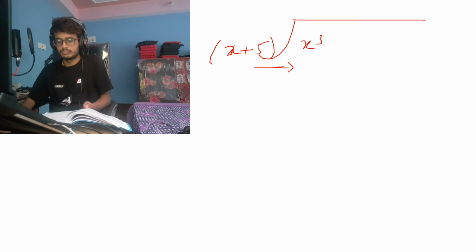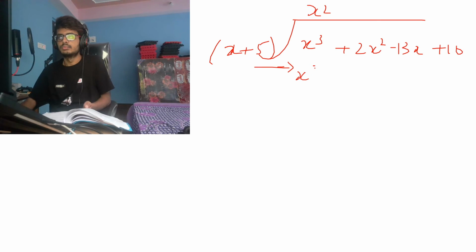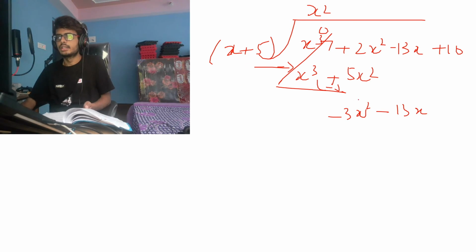So x cube plus 2x square minus 13x plus 10. So x multiplied by x square is x cube plus 5x square. So this will cancel off to 0. This will be negative, so this will be minus 3x square minus 13x. So x into what will give you minus 3x square? It will be minus 3x. So it will be minus 3x square minus 5 3s are 15x. So this will be 0 again.